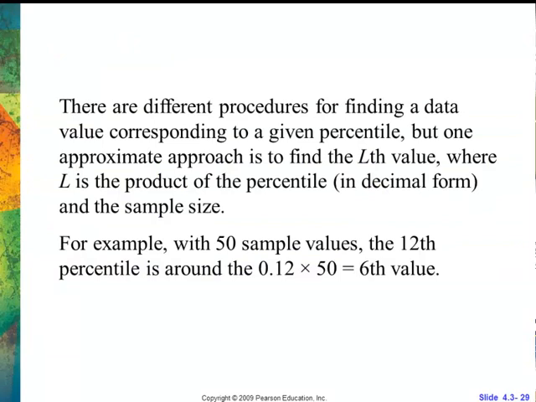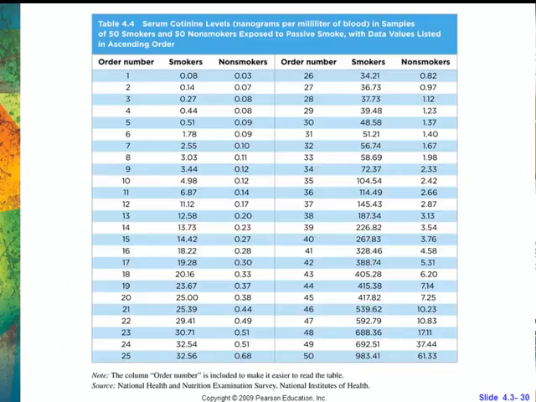The reverse of that is if we want to find out what value marks a given percentile. Here they're looking at the 12th percentile, and we have 50 values. So we take our 0.12 and multiply by 50. The 12th percentile should be somewhere around the 6th value is what they're looking at. And so it allows you to go back and forth between them.